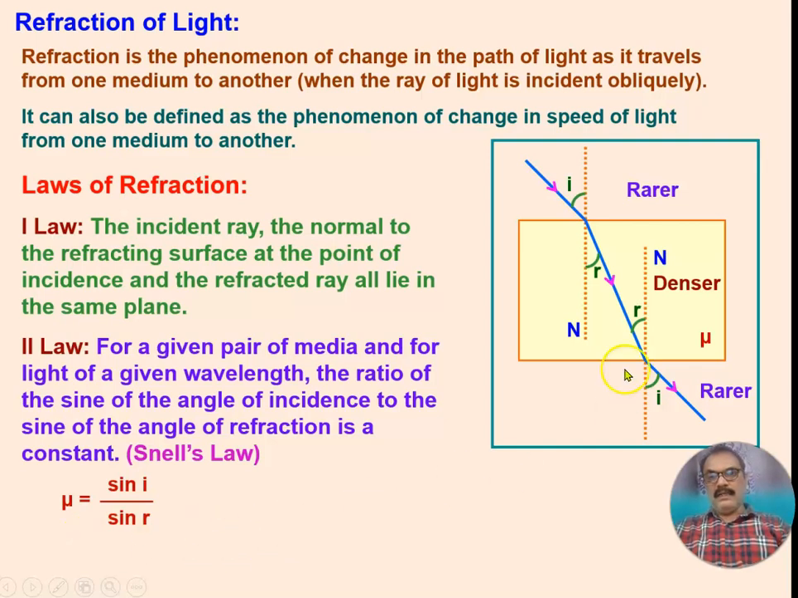According to Snell's law, the constant between these two mediums can be easily found using sine i, meaning angle of incidence, and sine r, angle of refraction. If you know i and r, we can easily find it out. For glass, it will be 1.5, and for water it is 1.3.